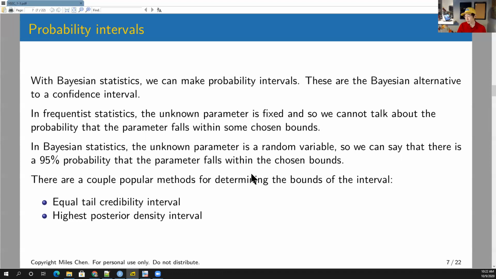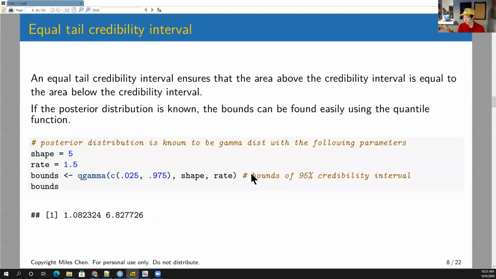In Bayesian statistics, the unknown parameter is a random value. So we can say that there is a 95% probability that the parameter does fall inside whatever chosen bounds we've done. There are a few popular methods for determining the bounds of the interval. Two methods I'm going to look at are the equal tail credibility interval and the highest posterior density interval.